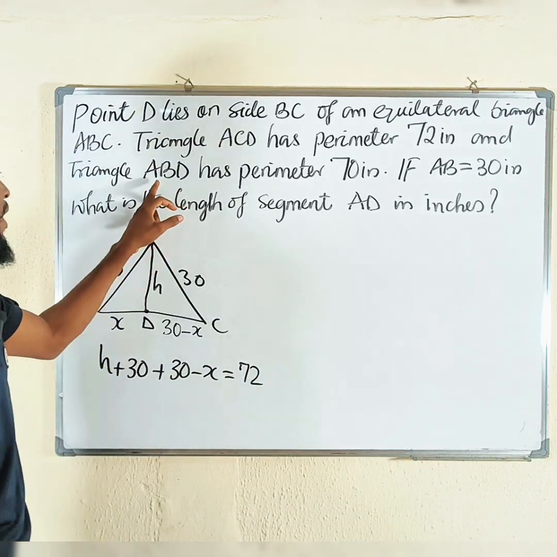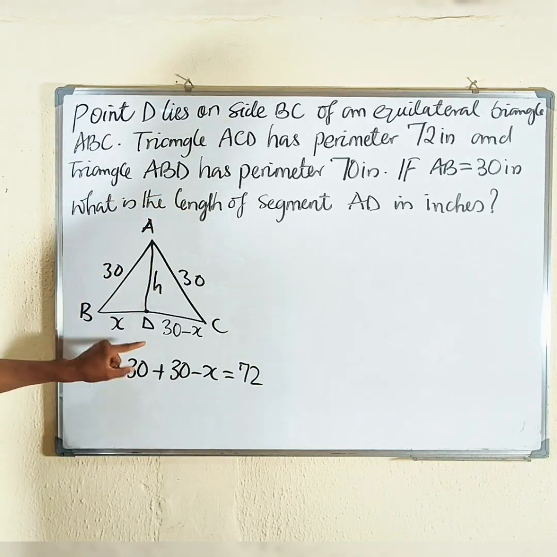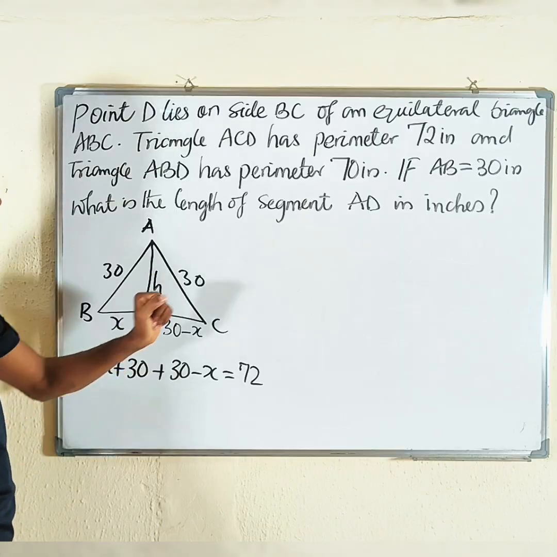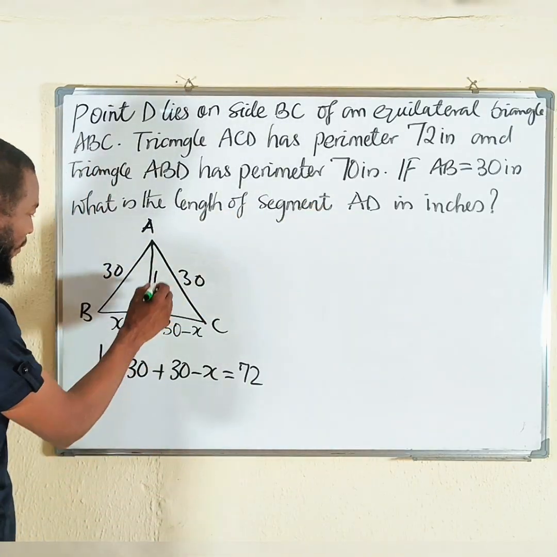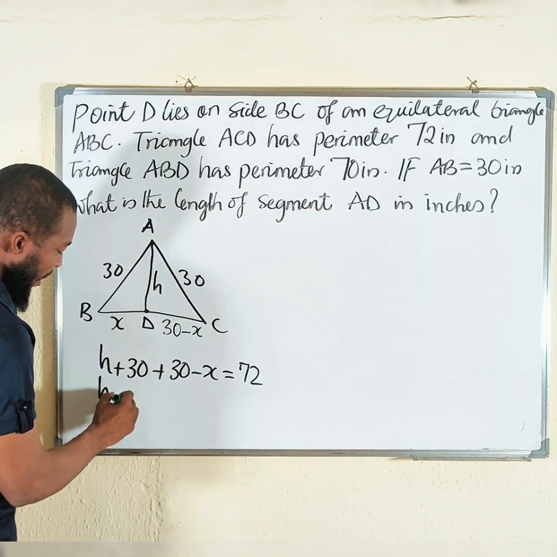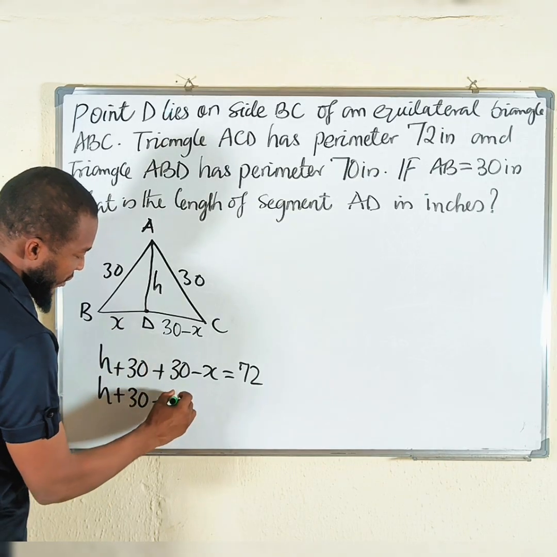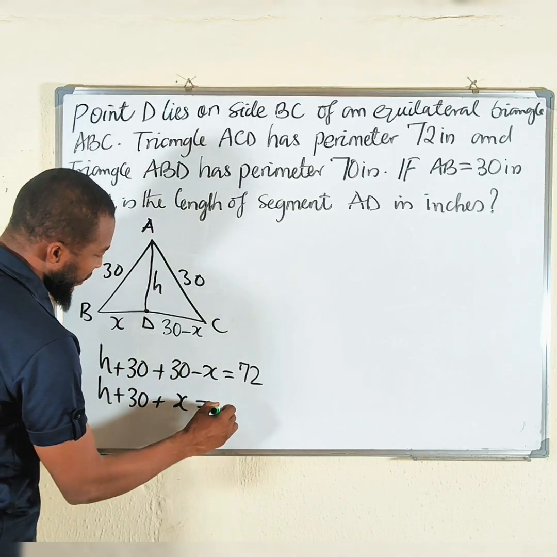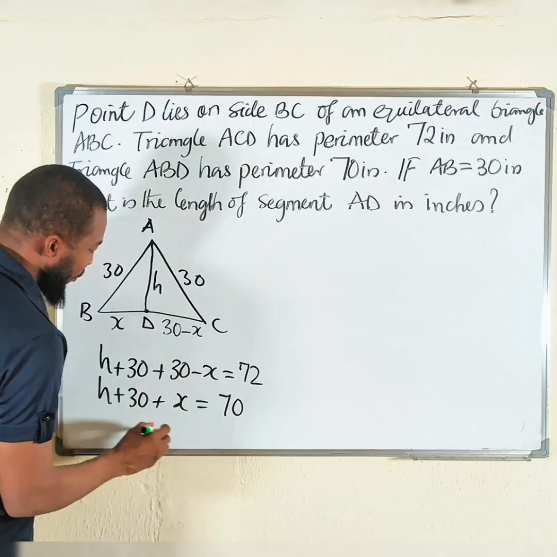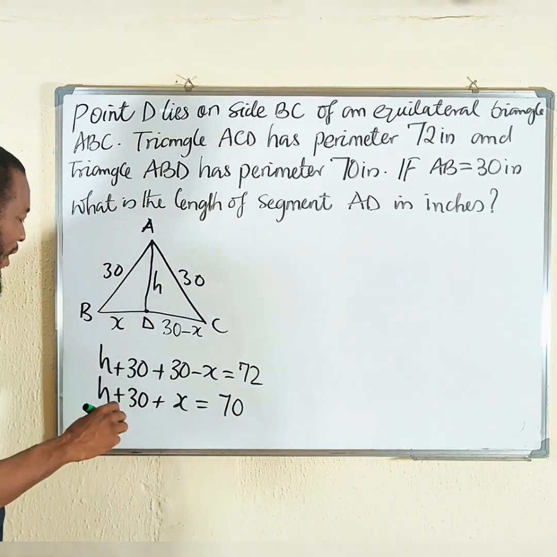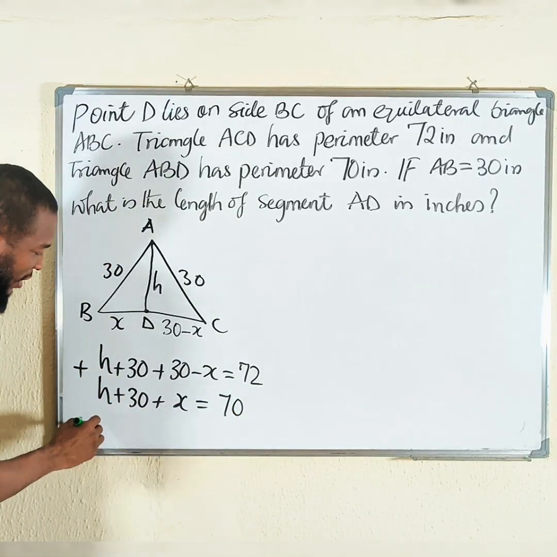And the perimeter of ABD is going to be what? 70. So we have H plus 30 again, H plus 30, then plus X. This is going to give us what? 70 according to the question. So we have two equations that we can solve simultaneously.